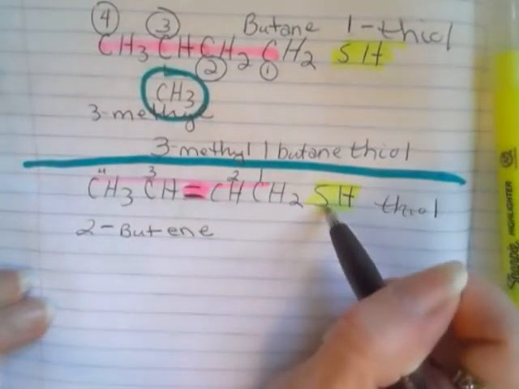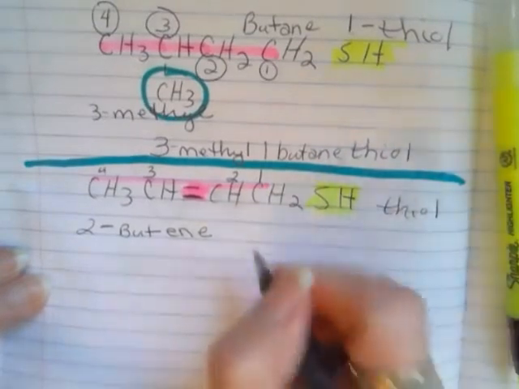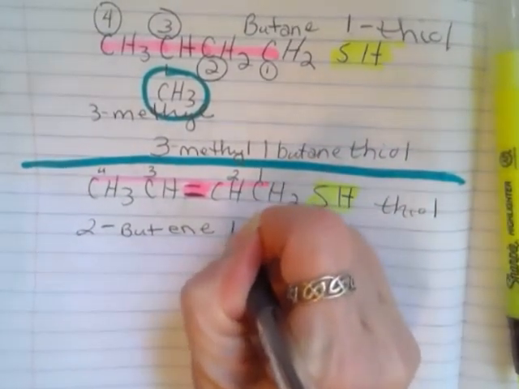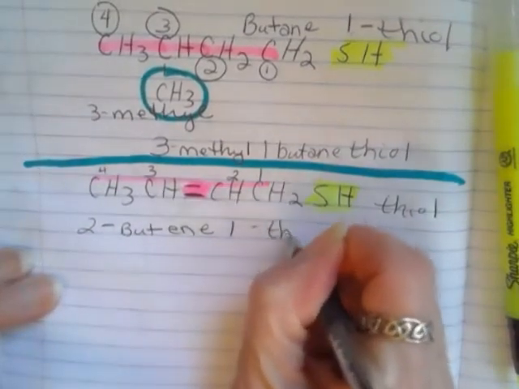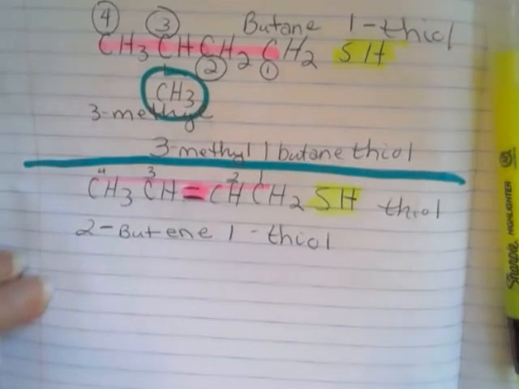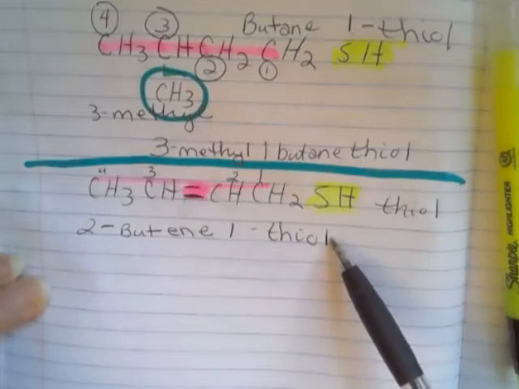I also have to show where the sulfur is hooked on. It's hooked on at number 1. So, 2-butene-1-thiol. Now, I'm going to draw your attention to the difference between the one above and this one.